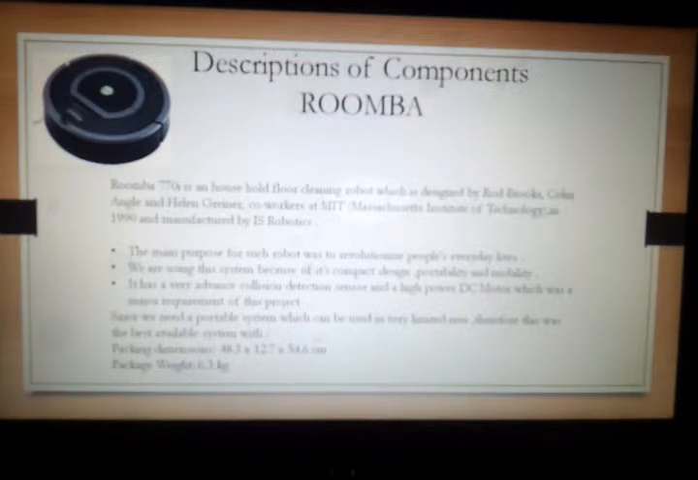We are using this system because of its compact design, portability, and mobility. It has a very advanced collision detection sensor and a high power DC motor, which was a major requirement for this project. That is why we are using this vacuum cleaner.